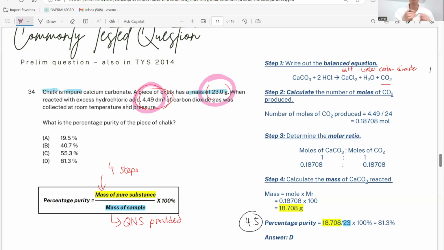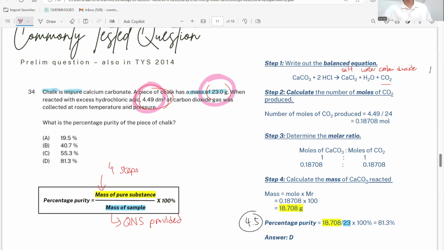For any percentage purity question, the question will give you the mass of your impure mixture. Otherwise, how are you supposed to know what the impure is, right? Because for impurity, the percentage is unknown. You can't calculate anything. So the question will give you, but you need to have the awareness not to use that. You only use it in the final step when you take it divided by the pure.